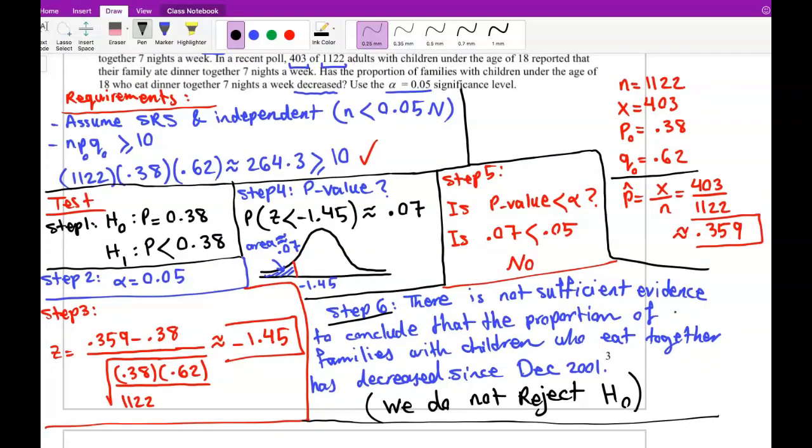Okay, I finished this example. We have one more.